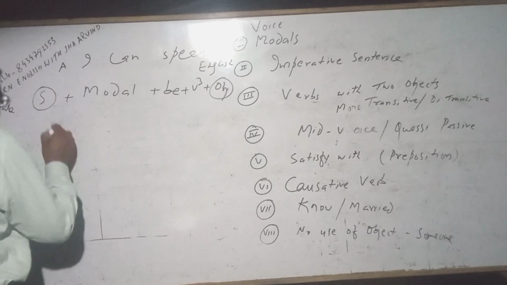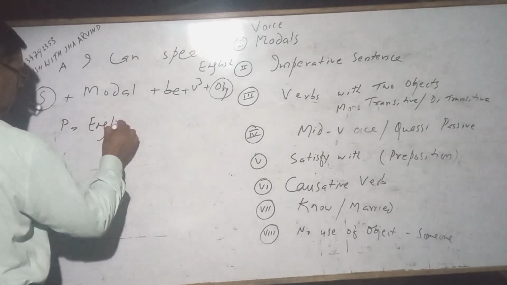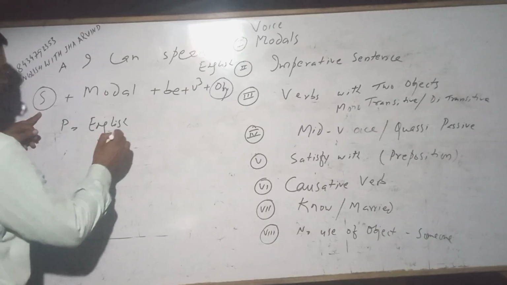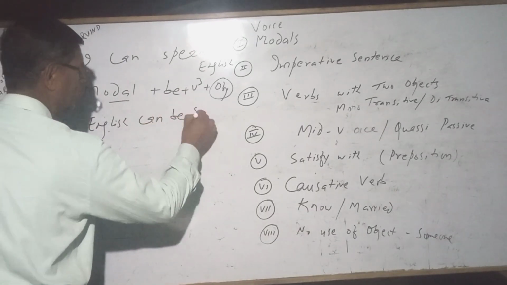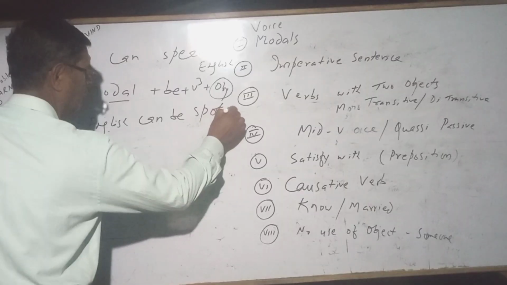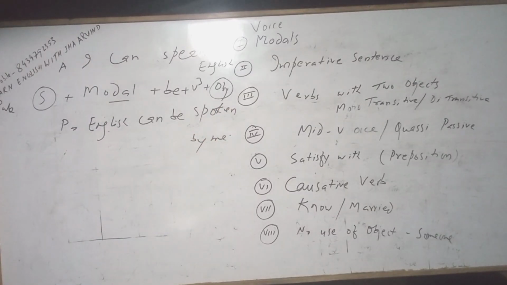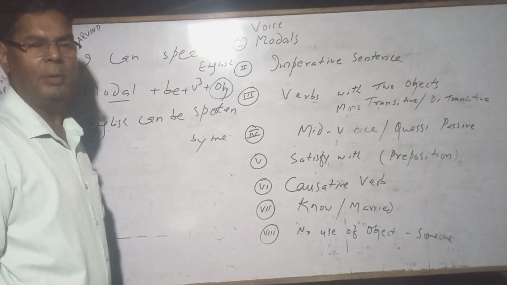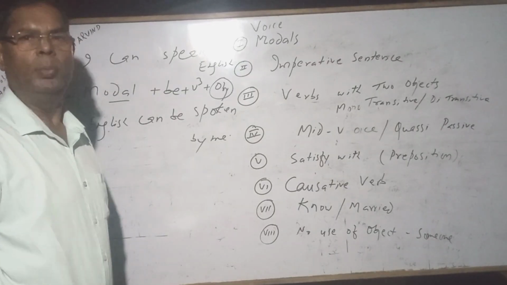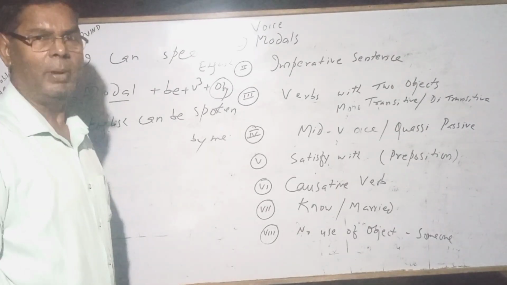Active voice into passive. English, okay, object will be subject here. It is English. Modal will be same. Can be spoken by me. You should love your country. Your country should be loved by you. You must obey elders. Elders must be obeyed by you.